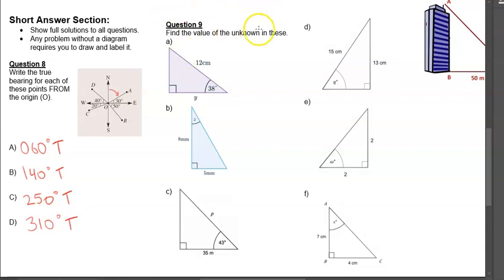Question 9, we're going to find the value of the unknowns in the following right angle triangles. It's just varying triangles. You will need to show what trigonometric identity you're using. We're either trying to find side lengths or angles. So instead of going through each one step by step, because by now you should know the trigonometric identities at the back of your head, I'm just going to pause this, write it all out, and you can have a look to see if you've got yours correct.